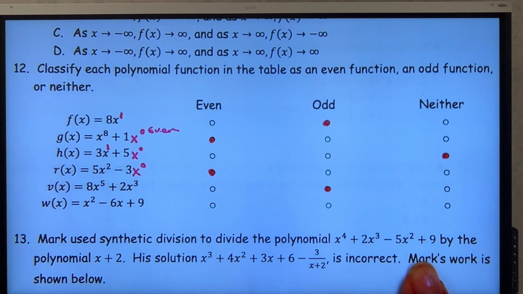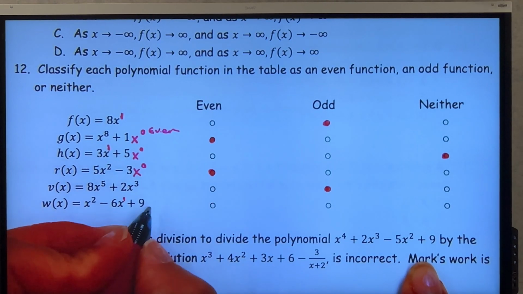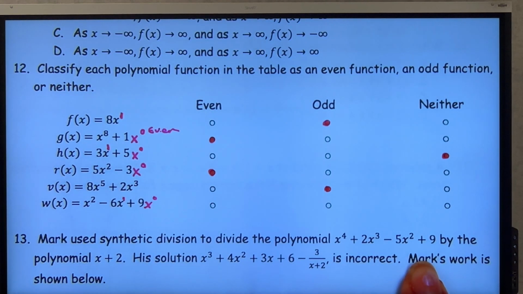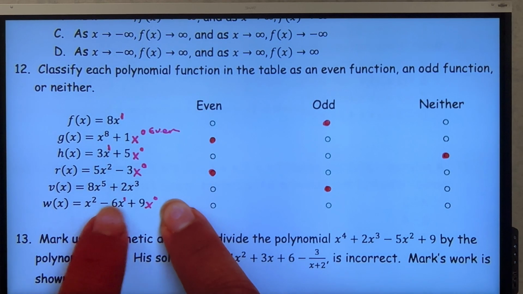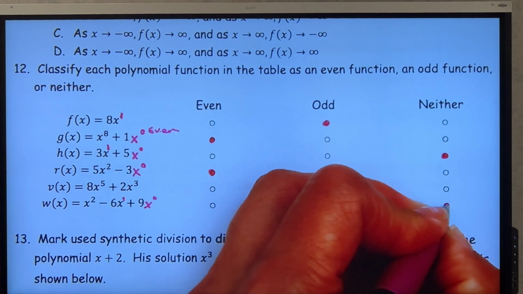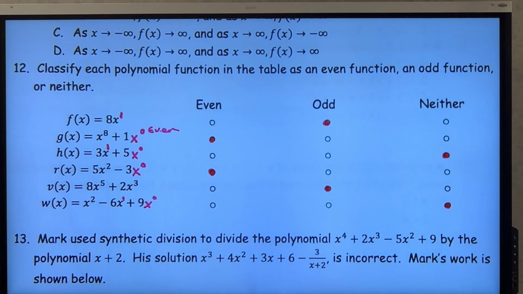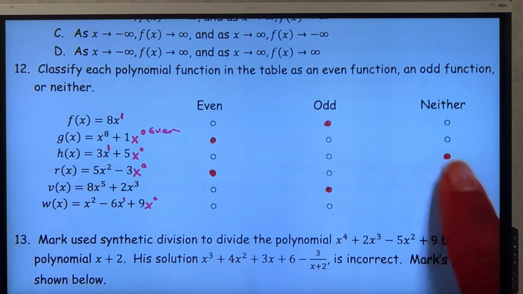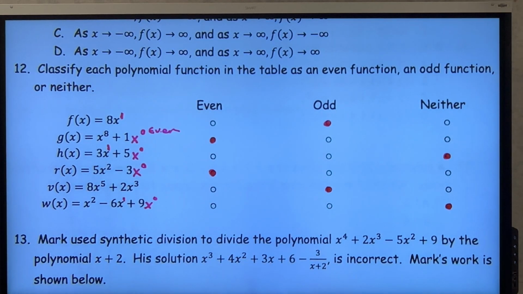And then w of x, power of 2, power of 1. And whenever we have a constant that has a power of 0, well, 2 and 0 are even degrees, but 1 is an odd degree. We've got a mix. So this one's a neither. It's got to be all or nothing. So it went odd, even, neither, even, odd, neither.